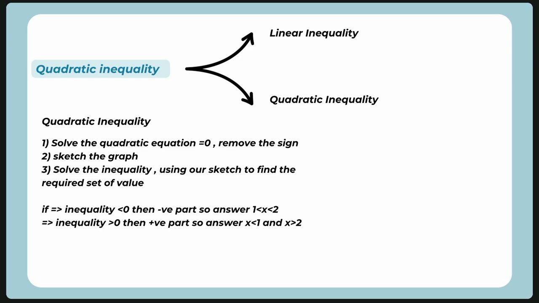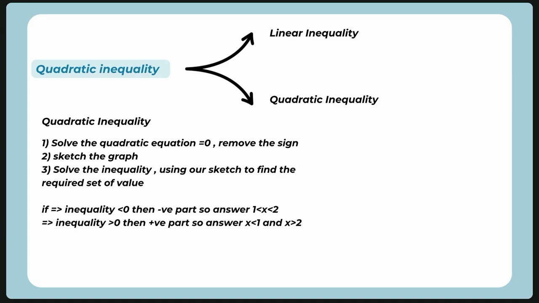Then you would put back your inequality, and if you figure out that it's less than 0, it means that it's in the negative part of this function. So you will look at the negative part of this function, so x will be in between those two values, your first point and second point. Let's assume it's 1 and 2, so your x would be in between 1 and 2.